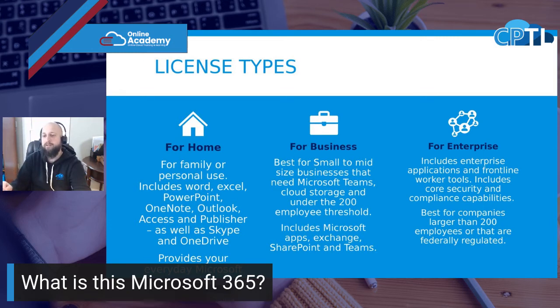And then enterprise includes enterprise applications and frontline worker tools. This also includes core security aspects. So you have some security features that you might not have in the business. That's why I'm talking to you, GovCon, about these enterprise. Maybe you only have a couple of employees, maybe 10, 20, but you need those core security compliance capabilities because you're doing business in a highly regulated industry. You might want to go enterprise instead of the business route, even though it's a little more expensive, simply because you do get those tools that you're going to need to make sure your business is up and running.